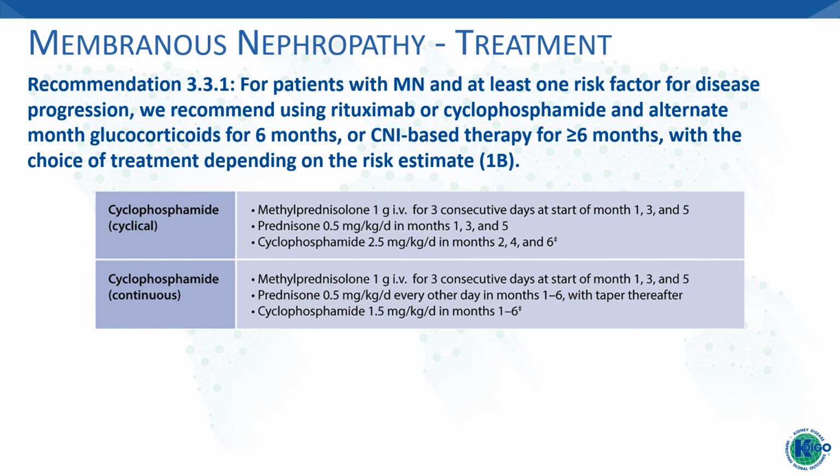This is a continuous cyclophosphamide regimen. You will give methylprednisolone as in the first regimen, but you will give prednisone 0.5 milligram per kilogram per day every other day in months 1 to 6. Then you will taper it, and you will give the cyclophosphamide daily 1.5 milligram per kilogram per day for the 6 months.